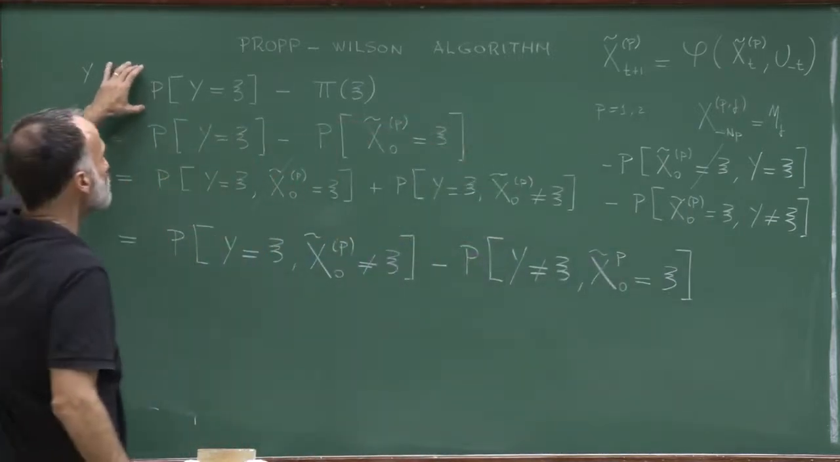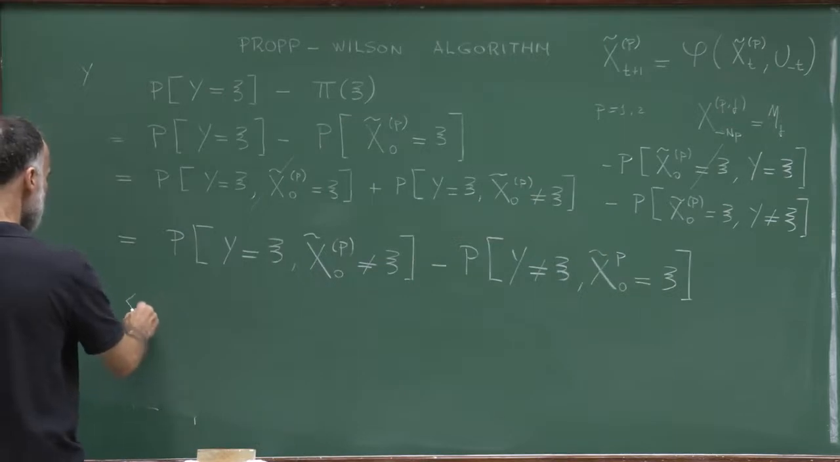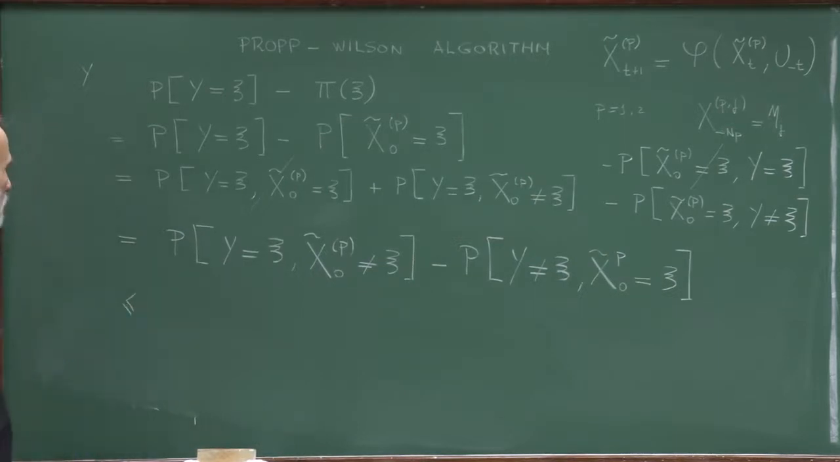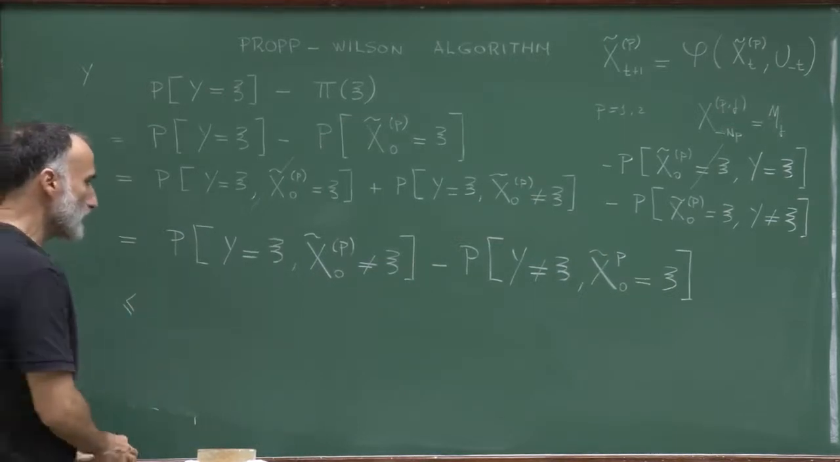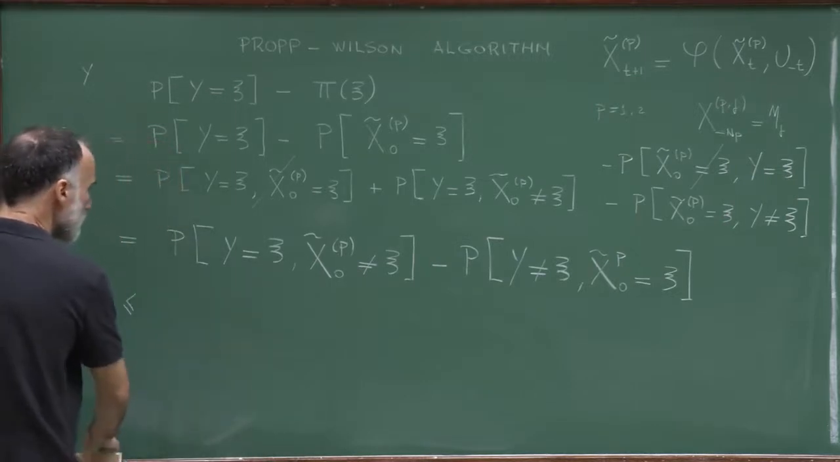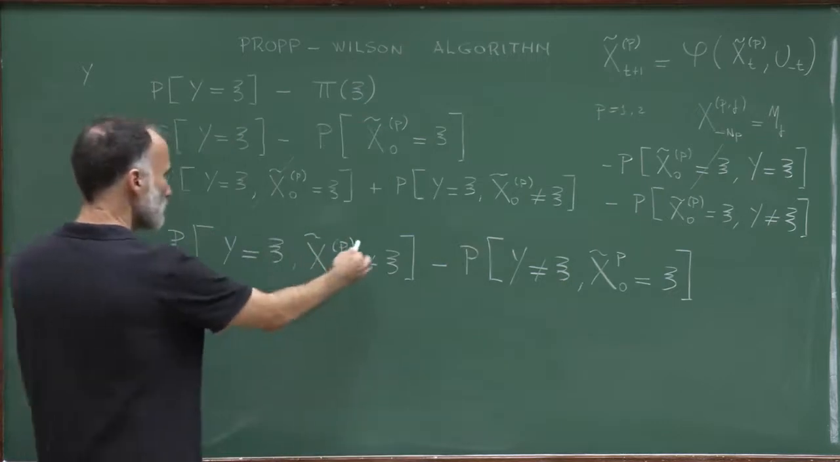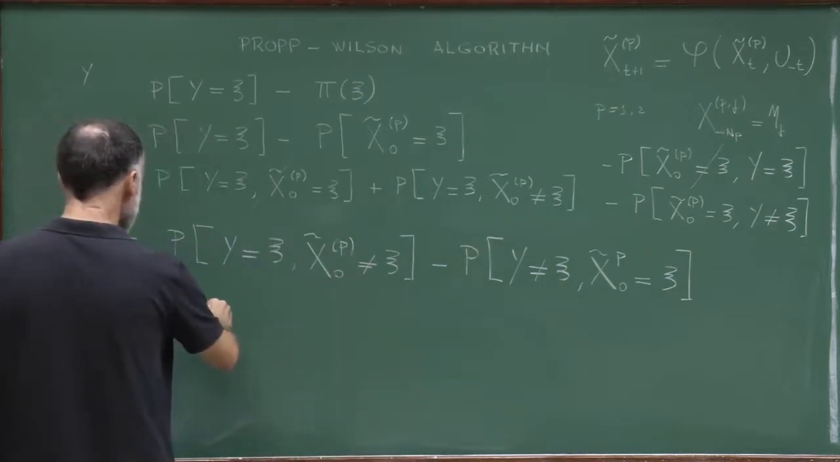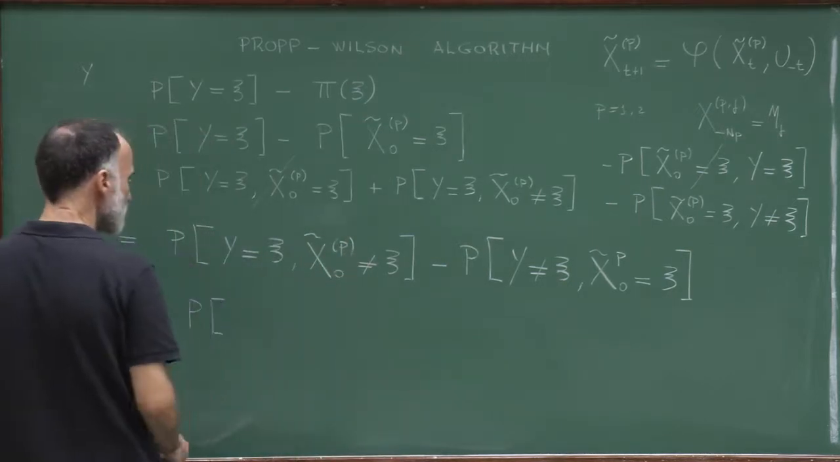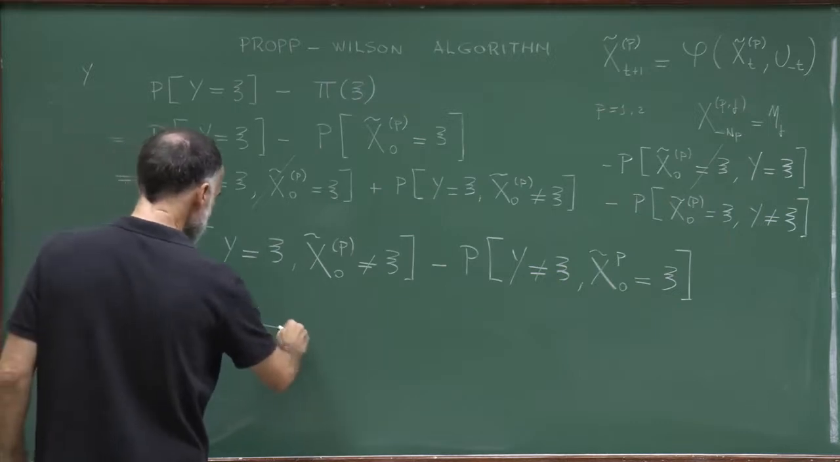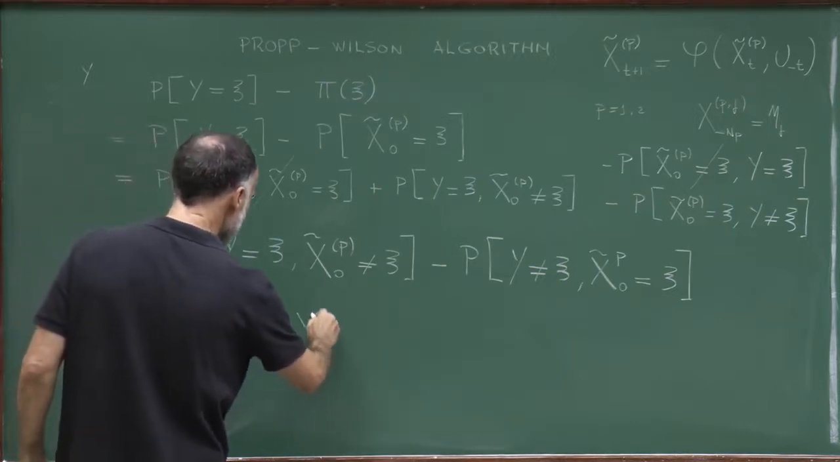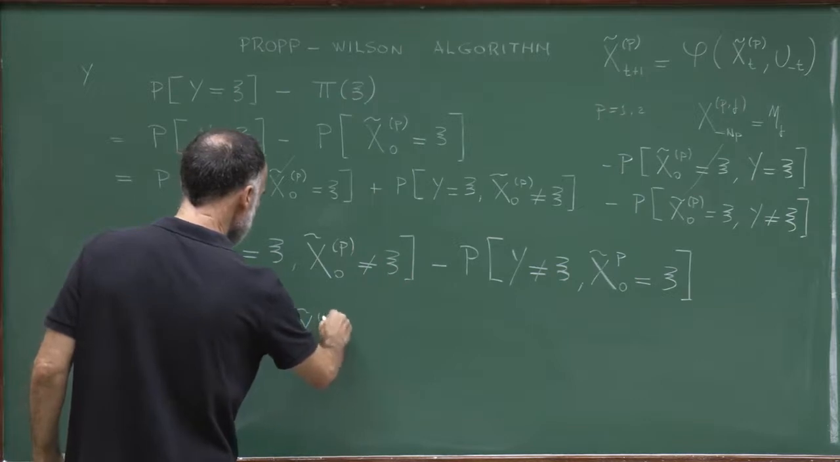So now I'll get an upper bound and a lower bound. Let me show the lower bound. The upper bound is proved exactly in the same way. For the upper bound, this is positive, so this is negative. So this probability is bounded by that one. And this probability here is bounded by the probability that y is different from x tilde p of 0.